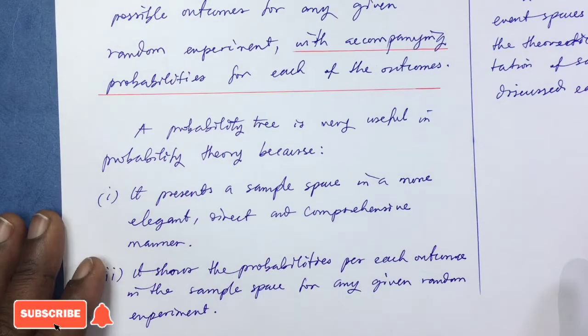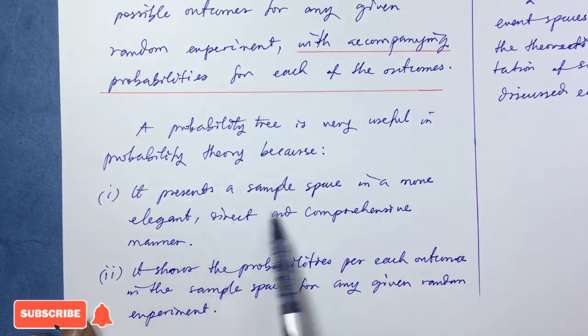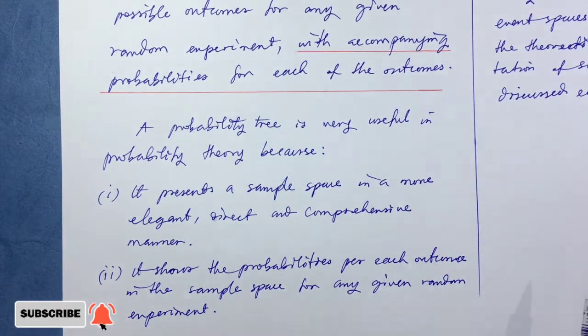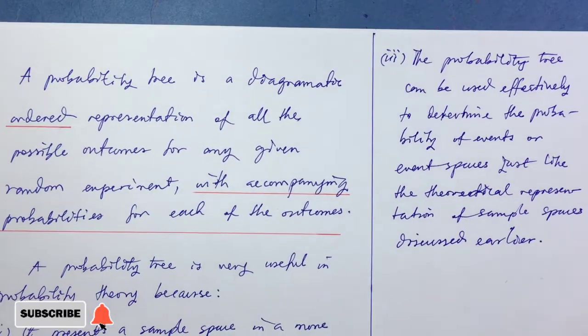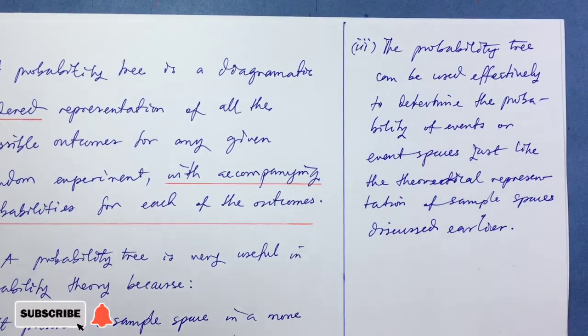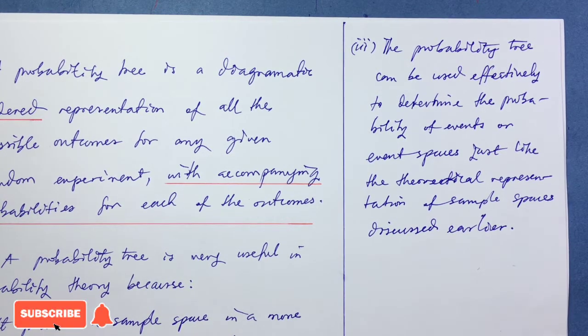Because, like we have just discussed, it presents a sample space in a more elegant, direct, and even comprehensive manner. Another advantage is that it shows the probabilities of each outcome in the sample space for any given random experiment. And thirdly, the probability tree can be used effectively to determine the probability of events or event spaces, just like the theoretical representation of sample spaces discussed earlier. So, all these are the advantages of using the probability tree.